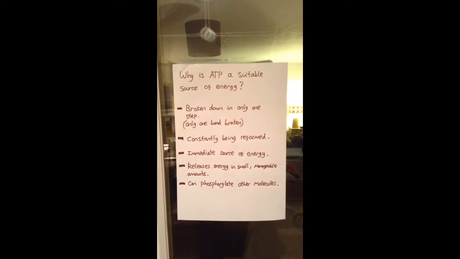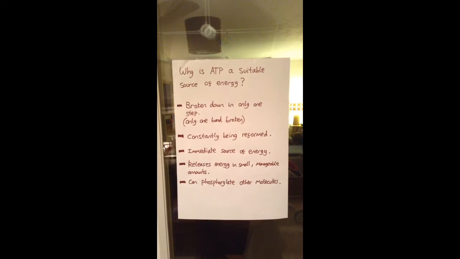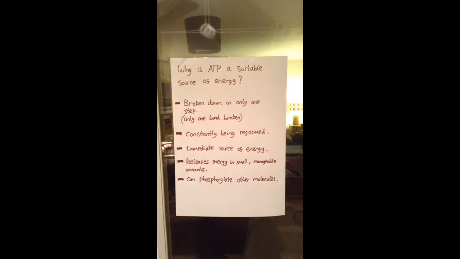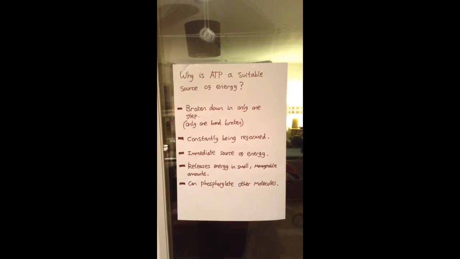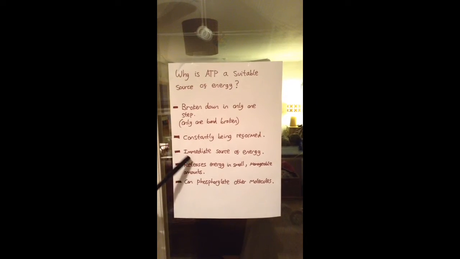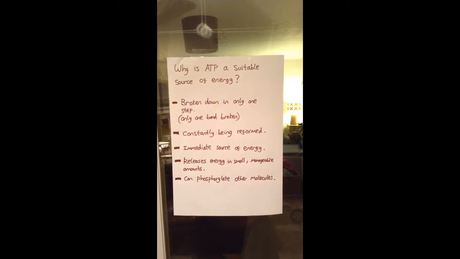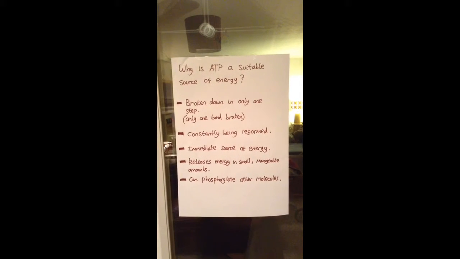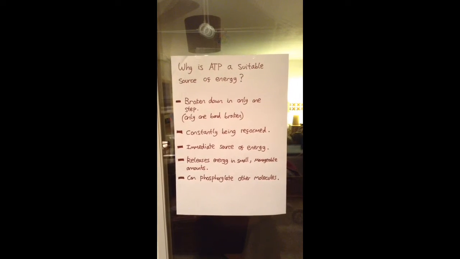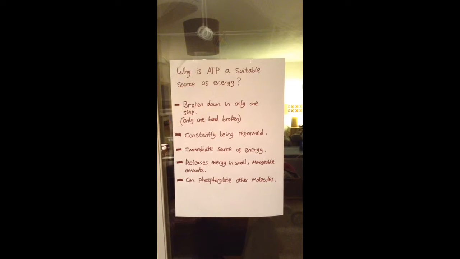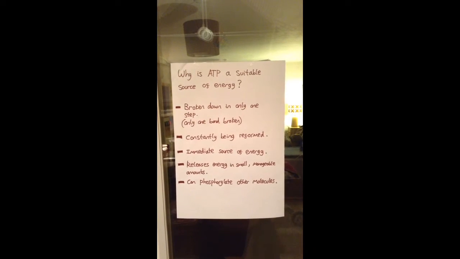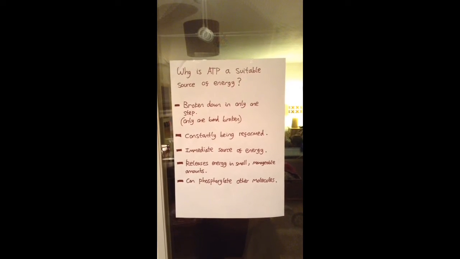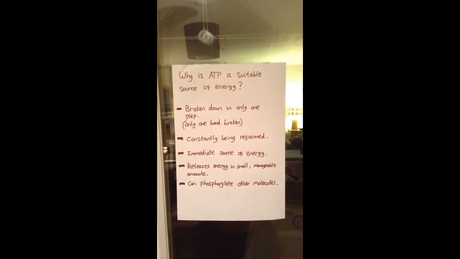Also, the cycle that you just saw is constantly happening. So as soon as ATP is broken down, it's remade, so it's constantly being reformed. That also means that it's an immediate source of energy. So the body always has lots of it available to use. And also, very important, it releases energy in small, manageable amounts. So the body can make use of that energy and none of it goes to waste. And it's easy to manage.